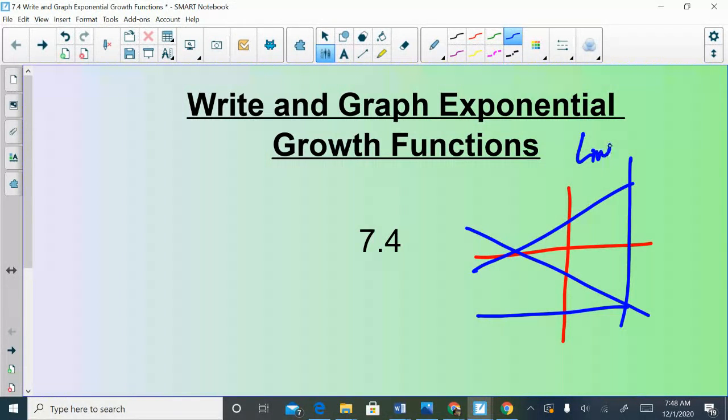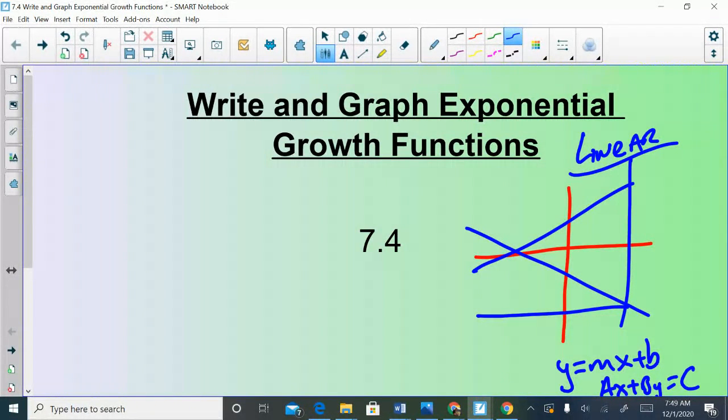They are called linear. And linear functions are most commonly written in slope-intercept form, y equals mx plus b form. We also talked about standard form a lot of the time, which was ax plus by equals c. And both of these forms, when you graph them, make straight lines, and we call those linear functions.